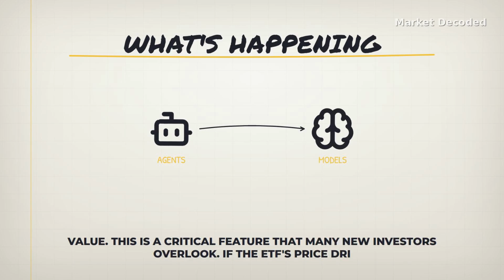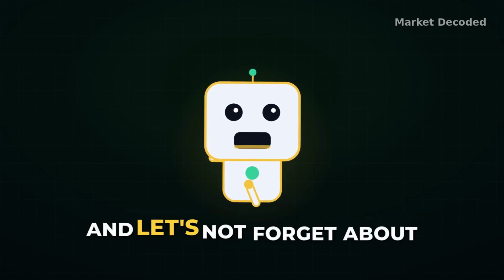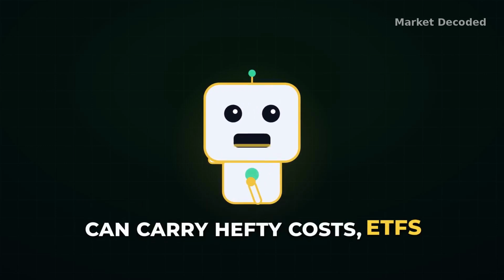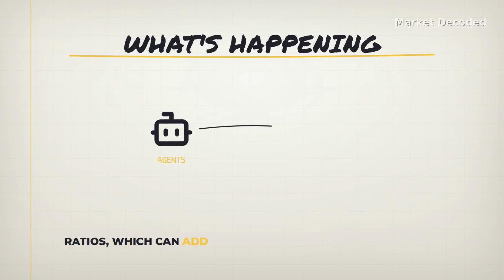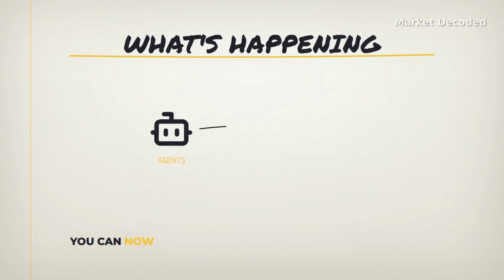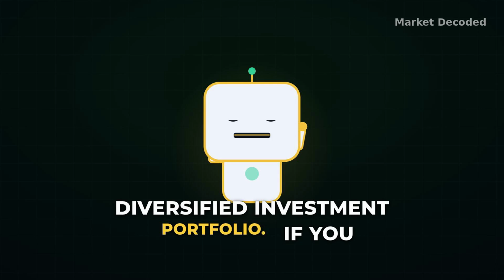If the ETF's price drifts too far from the value of its underlying assets, these participants will step in to correct that imbalance. And let's not forget about fees. While some investment products can carry hefty costs, ETFs typically have lower expense ratios, which can add up to significant savings over time. Plus, their tax efficiency means you might keep more of your returns in your pocket. So, with this understanding, you can now appreciate how ETFs function beneath the surface. They're not just a trend, they're a sophisticated tool for building a diversified investment portfolio.